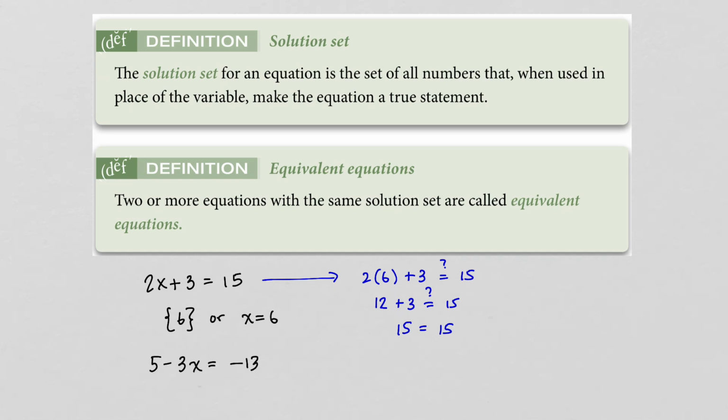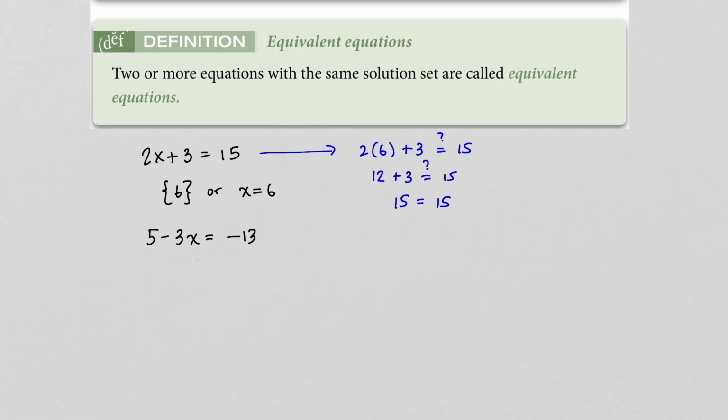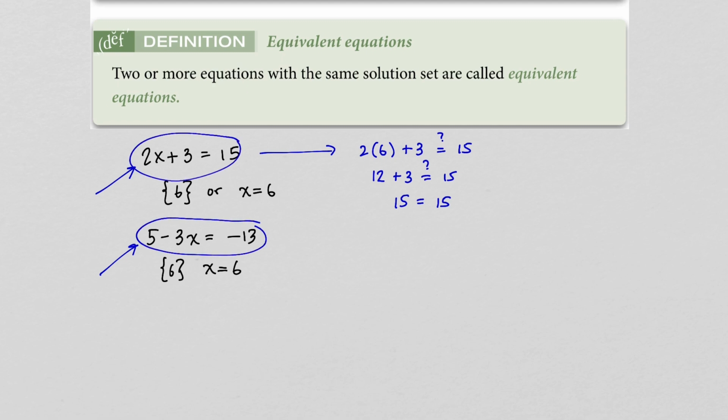Now consider the equation 5 minus 3x is equal to negative 13. We could also show that 6 is the answer to this equation. So once again, x equals 6. Because these two equations have the same solution set, they are called equivalent equations. Even though you can see the equations are different, they are considered equivalent because they have the same solutions.